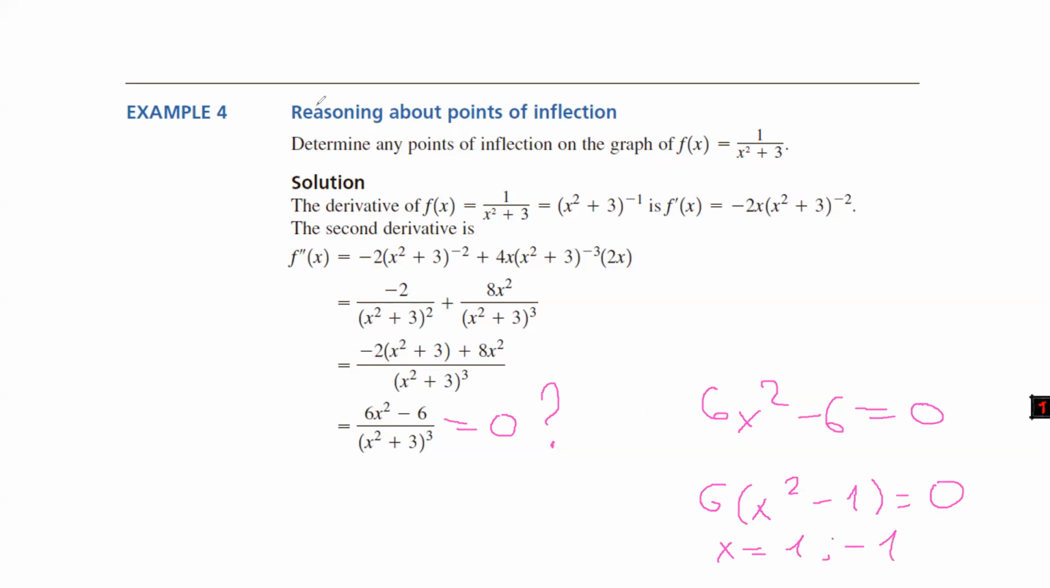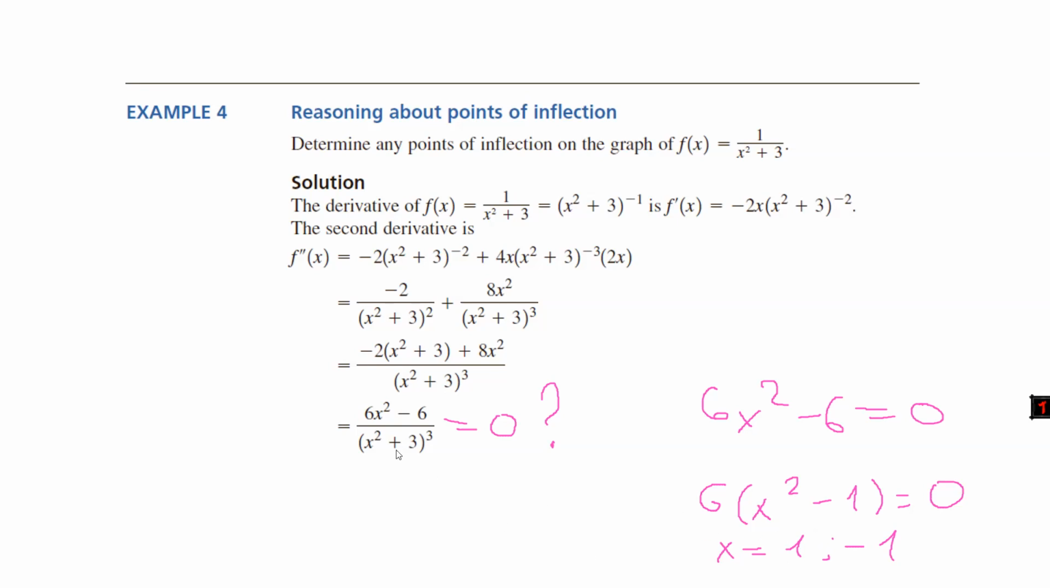Exactly. Can you do the same for the bottom? First of all, you check whether the denominator can be equal to 0 for undefined points. In this case, this cannot be 0. How come? It's always positive. Yes, it is always positive.